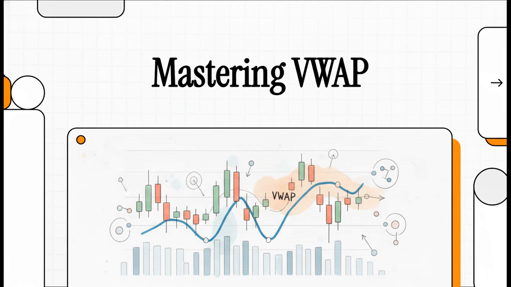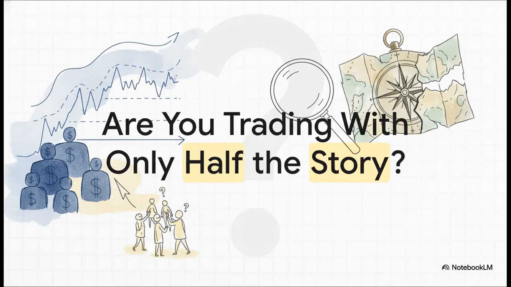All right, today we are pulling back the curtain on a tool that honestly can make a huge difference in your trading. It's called the Volume Weighted Average Price, or VWAP for short, and it's all about finding a stock's true center of gravity for the day. So, think about it for a second. When you look at a plain price chart, it tells you where a stock has been, right? But it doesn't really tell you why.